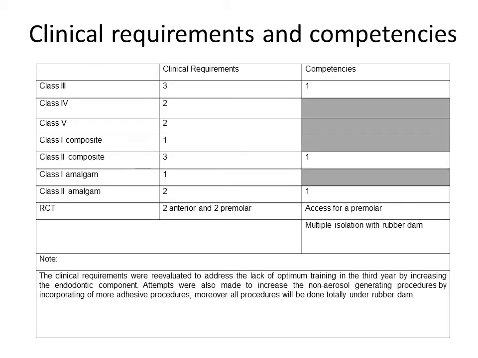Regarding the clinical requirements, you should do 3 class 3, 2 class 4, 2 class 5, 1 class 1 composite, 3 class 2 composite, 1 class 1 amalgam, 2 class 2 amalgam, and 2 anterior and 2 premolar RCT during the year. And you have 5 competencies: 1 class 3, 1 class 2 composite, 1 class 2 amalgam, 1 access for a premolar, and 1 multiple isolation with rubber dam.